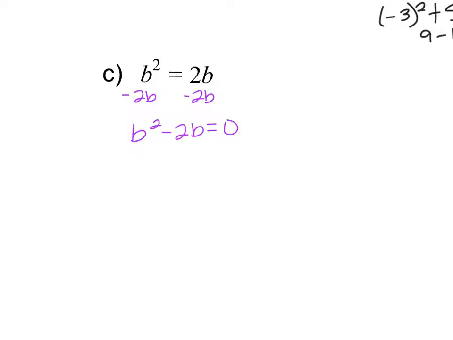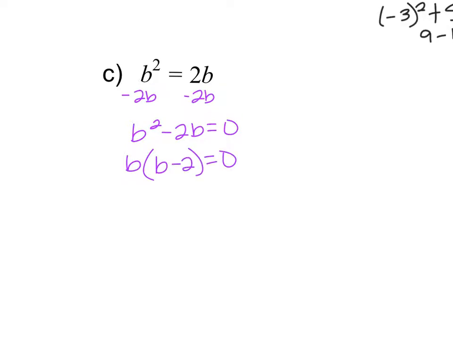All right, we are ready to factor out. What can we factor out? It's not a normal factoring. You have to factor with the GCF. So it looks like you could factor out a b, and that gives you b times (b minus 2) equals 0.